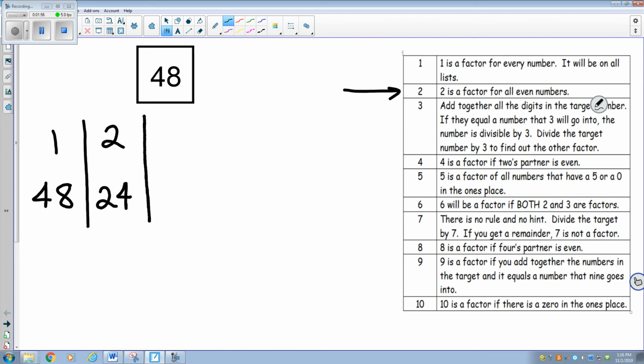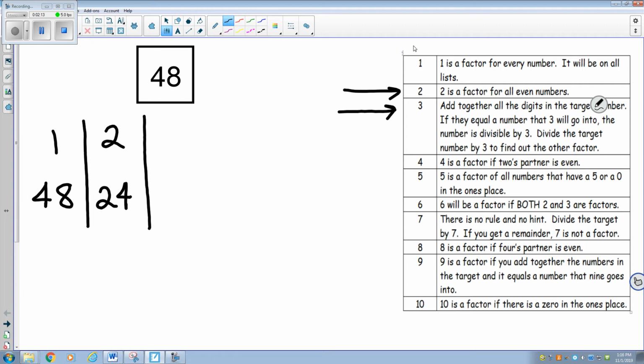So that means since 2 times 24 equals 48, that means that both 2 and 24 are factors of 48. 48 can be divided by 2, and 48 can be divided by 24. Next up on our list we need to check is the number 3.